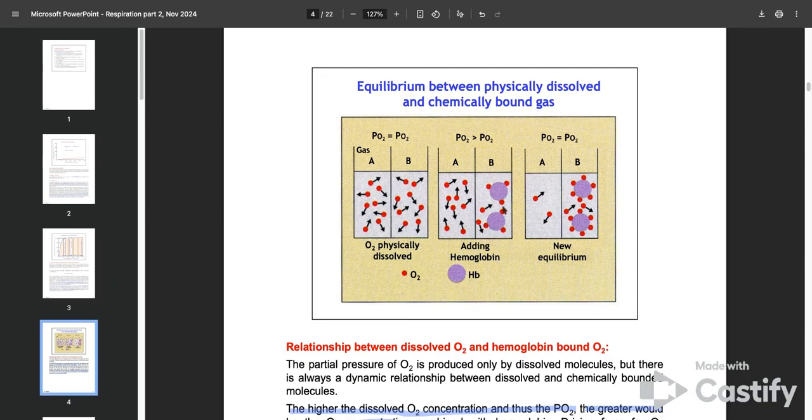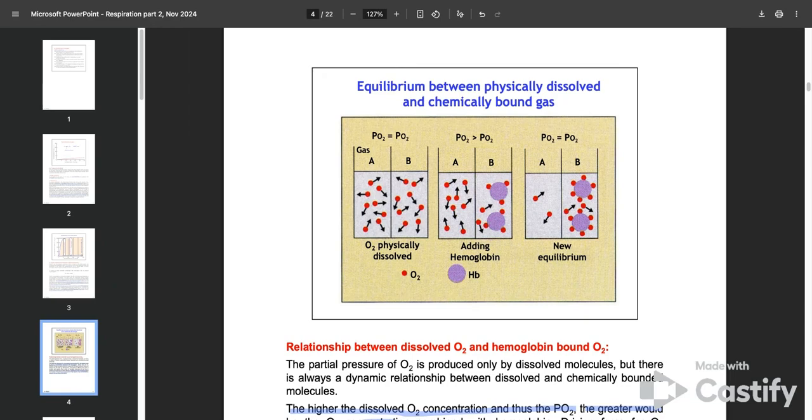However, in the one here in the middle, when you add hemoglobin, what's going to happen? There's going to be oxygen binding to the hemoglobin, so you're going to have a lower partial pressure of oxygen in container B. So there are still going to be more oxygen particles moving from container A to container B to reach equilibrium. As you see in the last two containers, A only has 2 particles of oxygen, B only has 3 particles of oxygen, while all the rest are bound to hemoglobin. And this basically shows what happens.